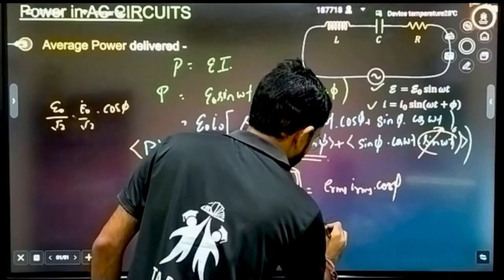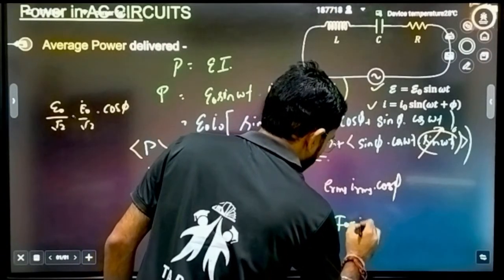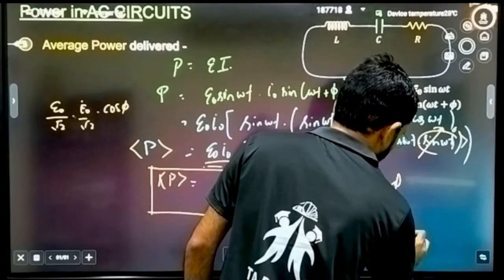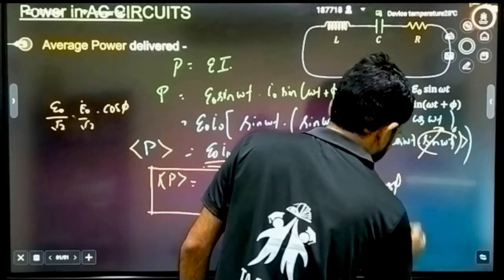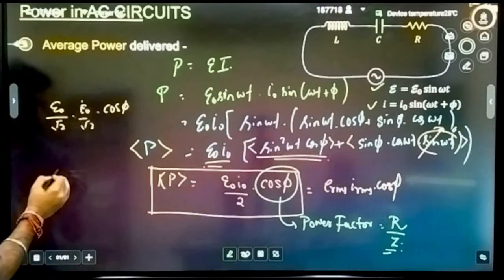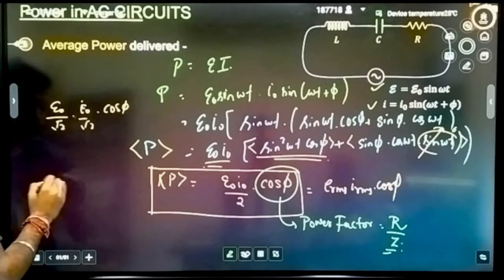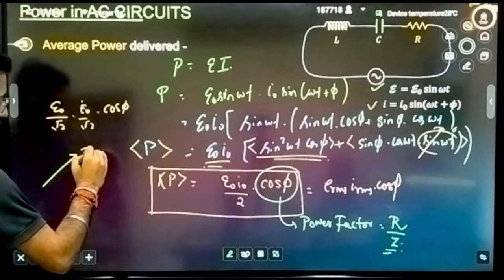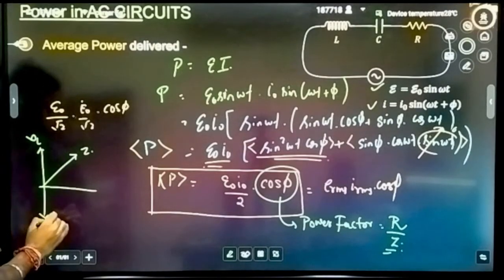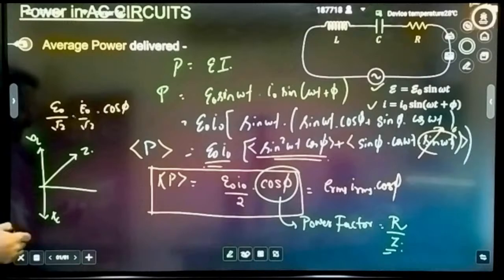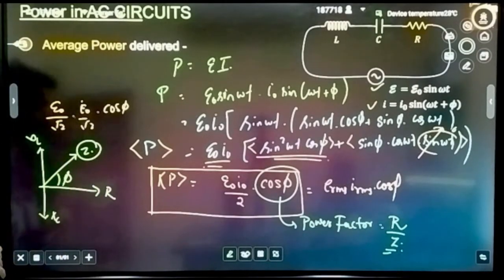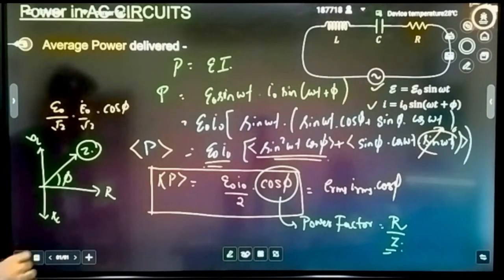This is also called the power factor, and the formula is R by Z. Why am I saying R by Z? Let's understand this too. Let's suppose this is the net impedance, and this would be some XL, this would be some XC. Suppose XL is greater, so XL minus XC, the net impedance comes in this direction, and this is the resistance. This angle we define as phi, correct?